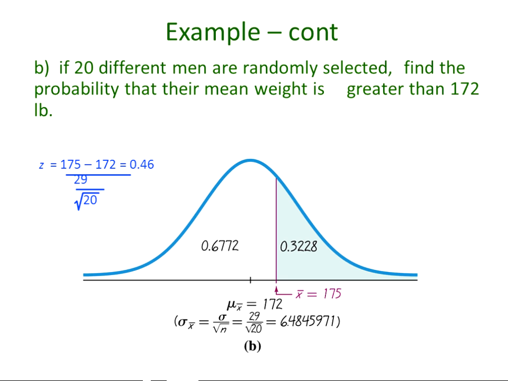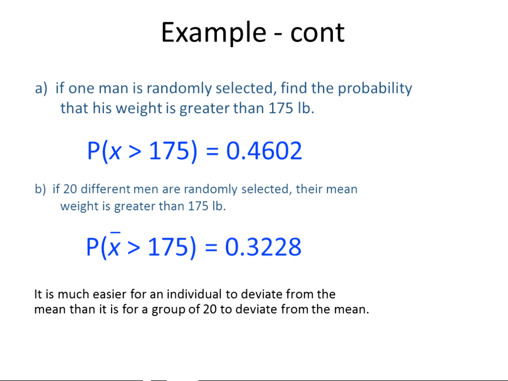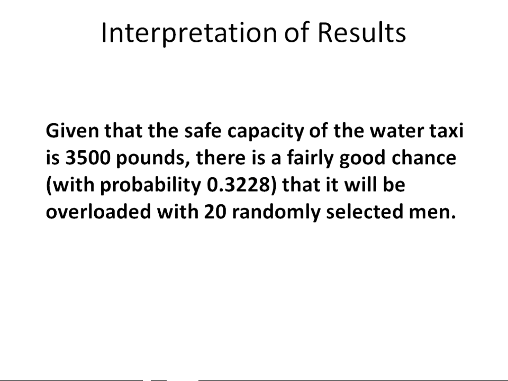I believe that is the end of section 6.5. So 0.46 is what we ended up getting, and 0.3228 was our new probability for part B. So it is much easier for an individual to deviate from the mean than it is for a group of 20 to deviate from the mean. That's what we're looking at here. Those are our final answers for both Part A and Part B.